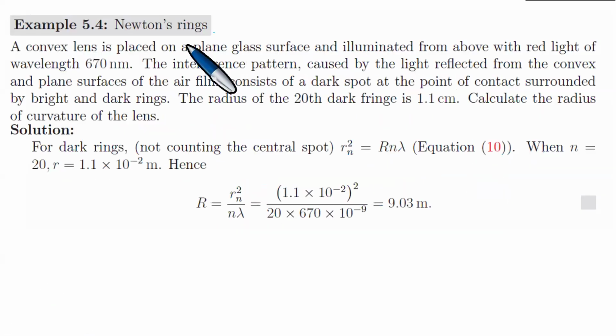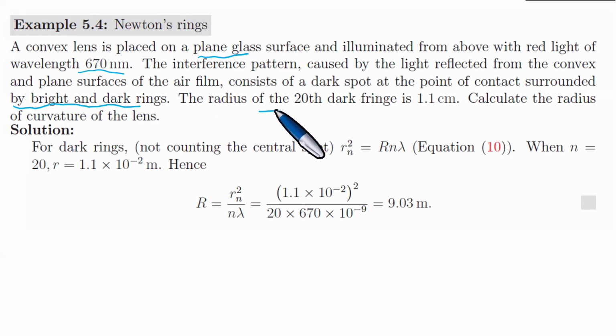Move on. Let us solve a problem on Newton's rings. A convex lens is placed on a plain glass surface, and illuminated from above with red light of wavelength 670 nanometers. The interference pattern caused by the light reflected from the convex and plane surfaces of the air film consists of a dark spot at the point of contact, surrounded by bright and dark rings.